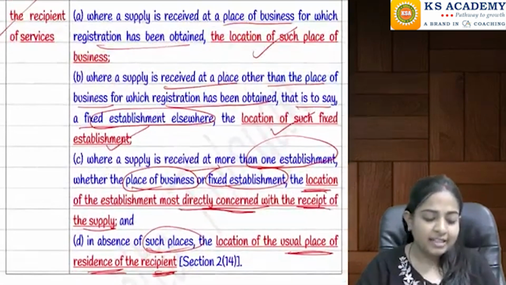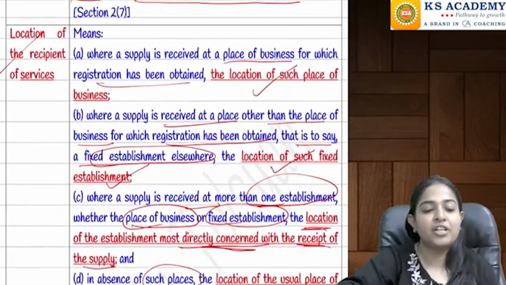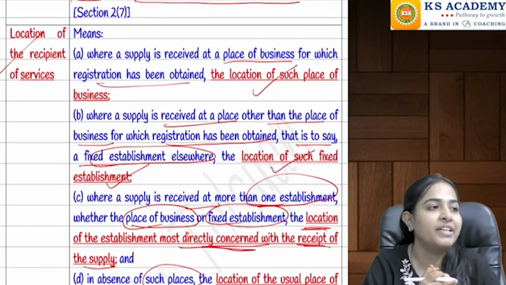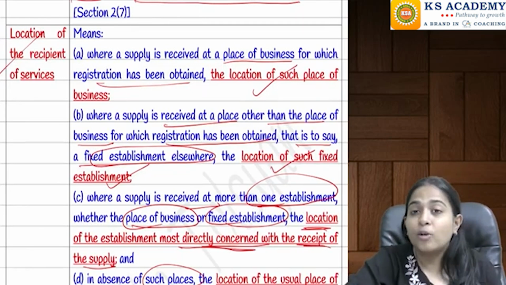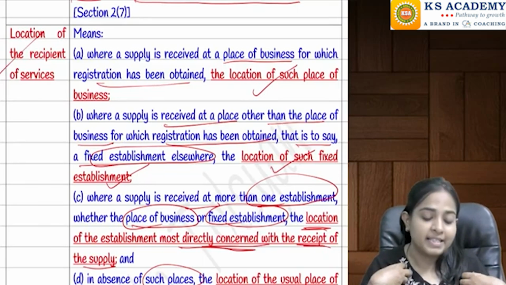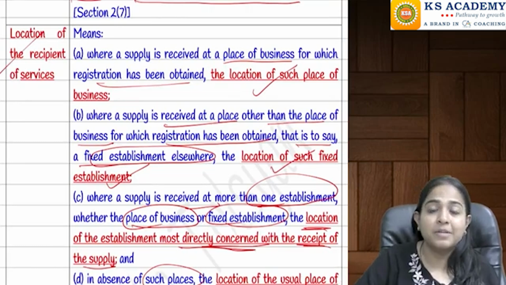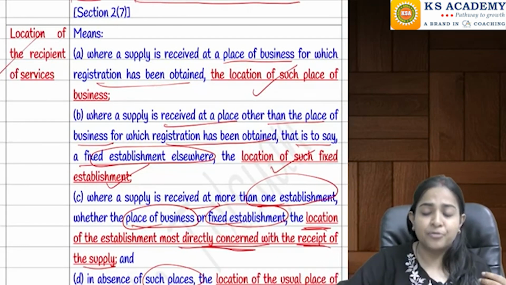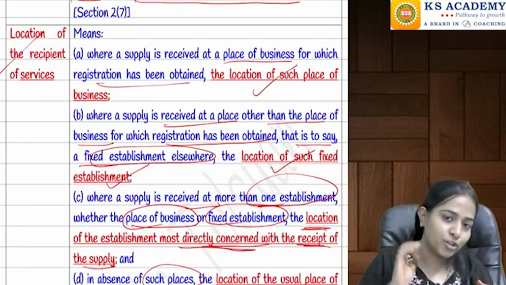Then the next definition is of the location of recipient of service, the person who is receiving the service. What is the location? Recipient of service, you are aware about that. What will be the location of the recipient? If the service is received at my place of business, then my place of business will become the location. If the service has been received at my fixed establishment, then that location of the fixed establishment will become the location of the recipient.